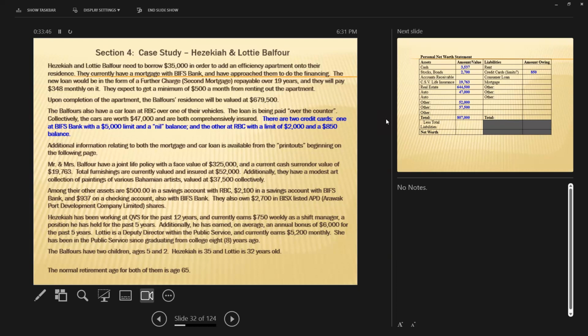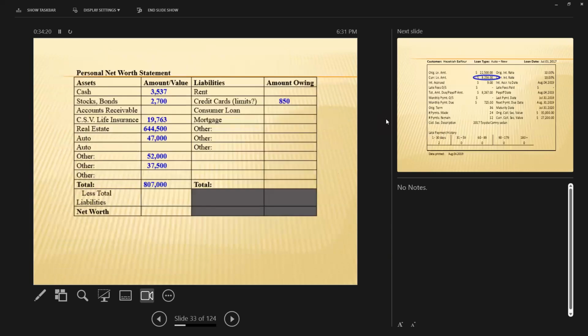850, the outstanding balance. Someone on Zoom is saying $850. In class, someone is saying 7,000. So why $850? That's what's owing. When you're looking at the personal net worth statement, you're looking at what is outstanding. So what is outstanding is nothing on one card and 850 on the other card. So we'll put $850 in there.